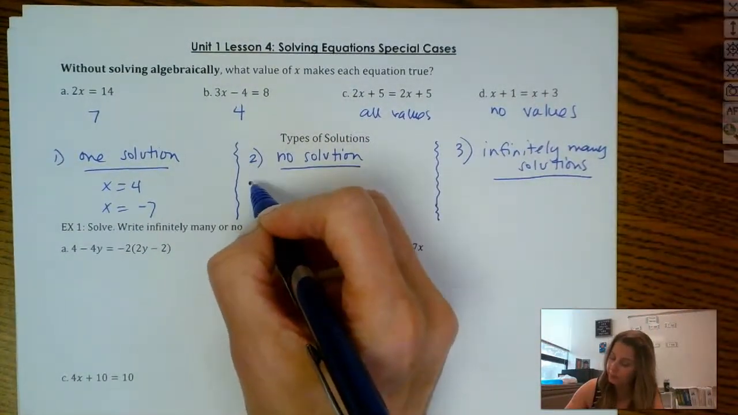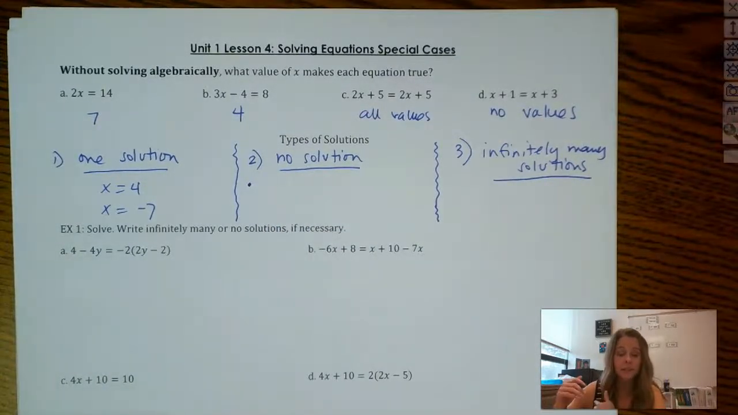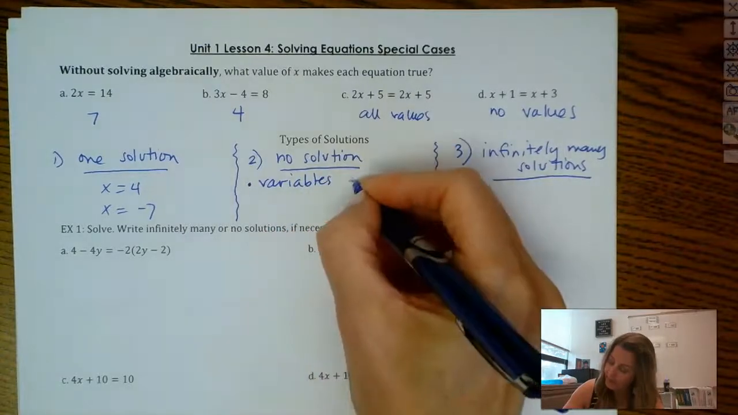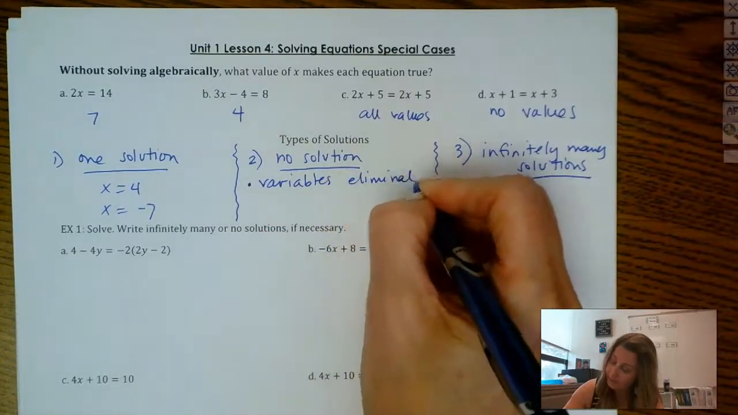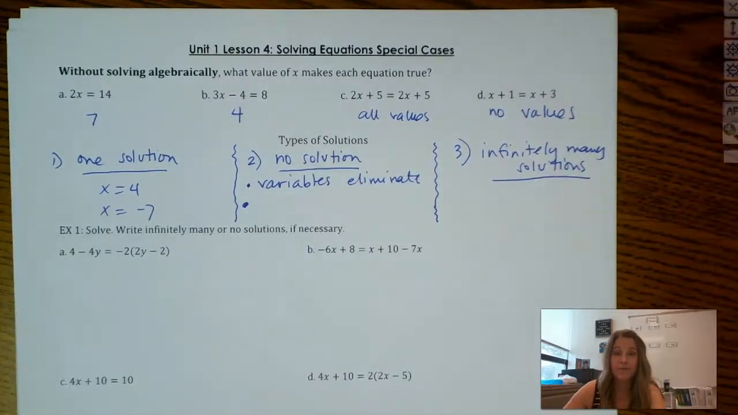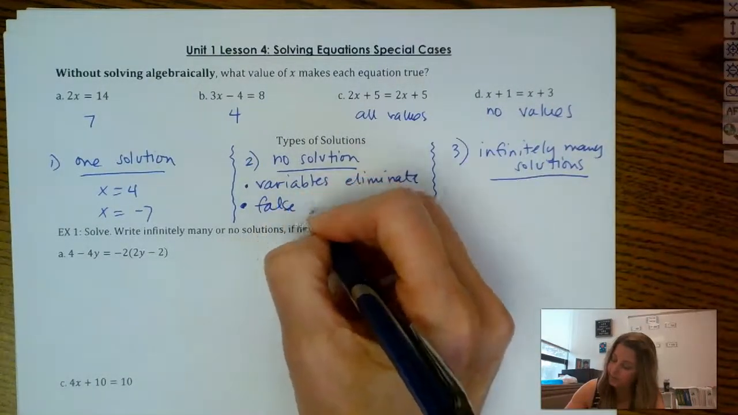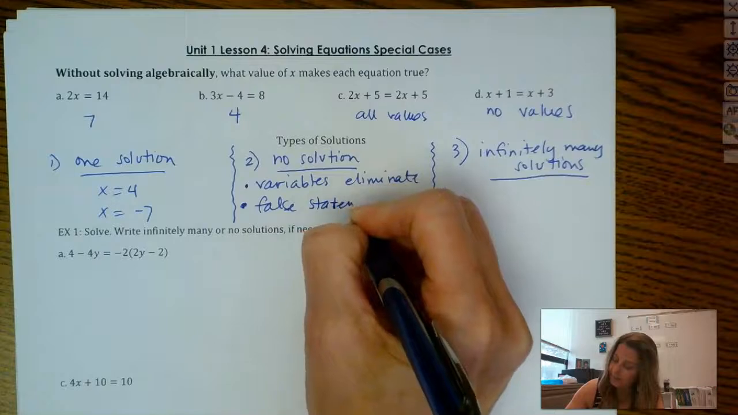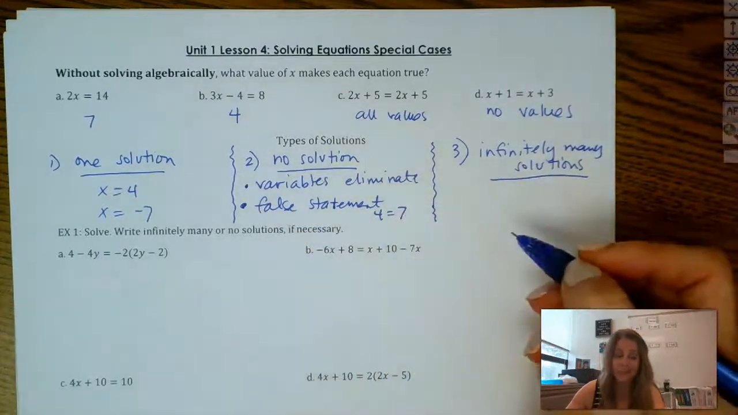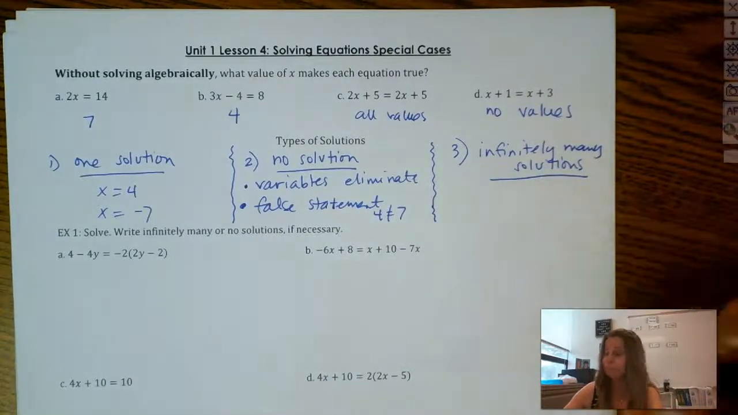Bullet point number 1. What happens here is the variables eliminate. Then you're just left with a number equals a number. If that's false, there's no solution. So I'm going to write here false statement. Maybe you're left with 4 equals 7. Well, that's obviously not true. 4 is not equal to 7. That would be called no solution.